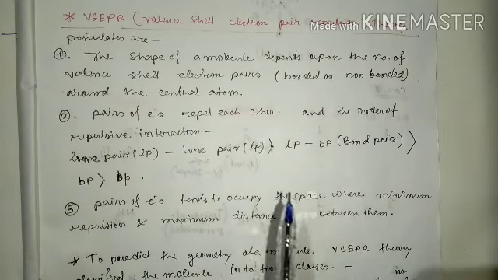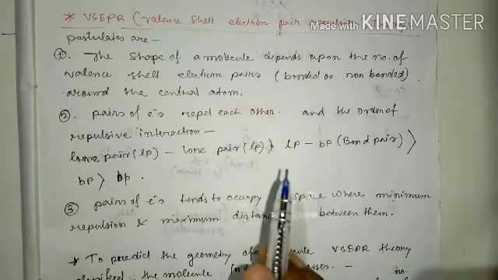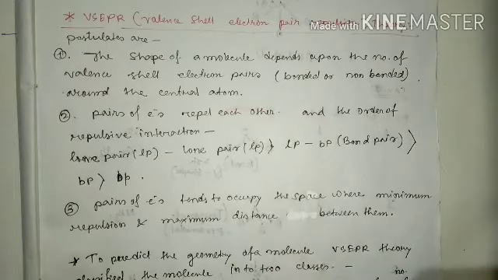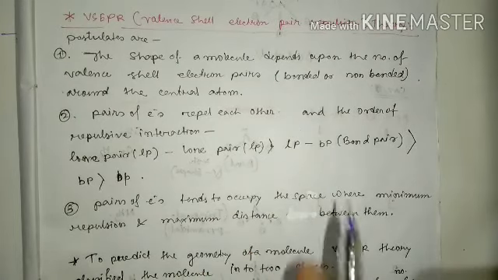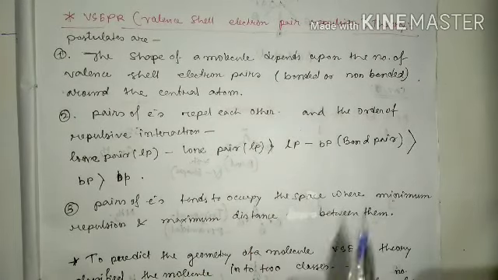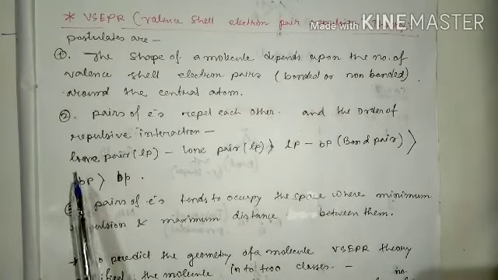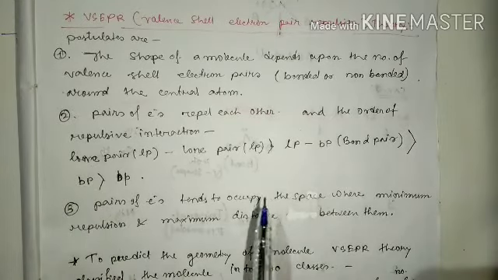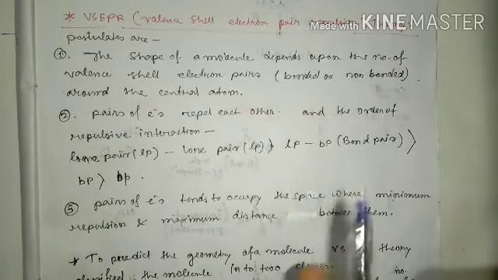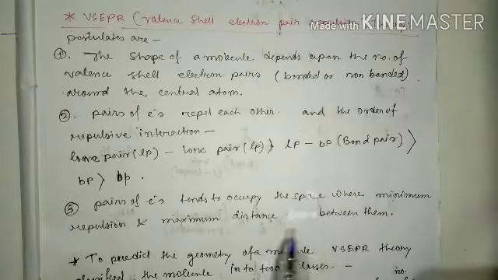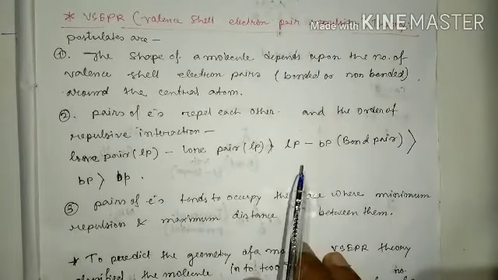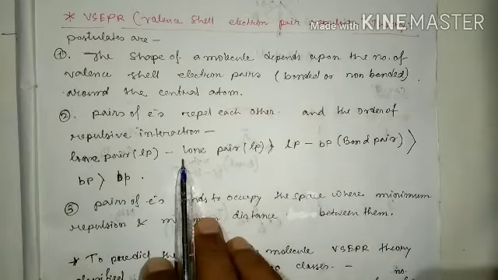Okay, the second postulate is that the pairs of electrons repel each other. In the molecule, two types of electrons may be present. First one is the lone pair, second one is the bond pair. Lone pair means non-bonding electrons and bond pair means bonding electrons. The repulsive interaction is such that the repulsion between lone pair electrons is maximum, then lone pair-bond pair, and the least repulsion is between the bond pair electrons. Now why is it least, and why is it highest?